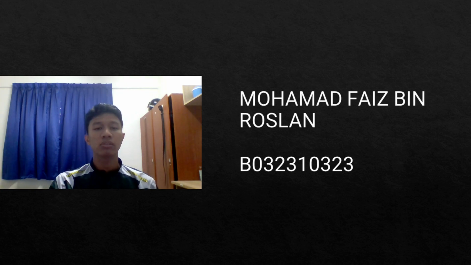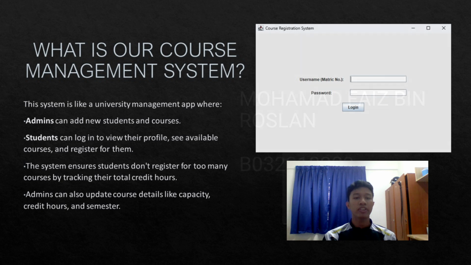Here I will explain about our system. Our system is like a university management system. It helps admin manage students and courses, and it allows students to register for courses. For example, if you are a student, you can log in, see your profile and register for a course like object-oriented programming. The system makes sure you don't take too many courses by tracking your credit hours. Admin can also add new students, create courses and update course details. It's all about making university management easier and more efficient.